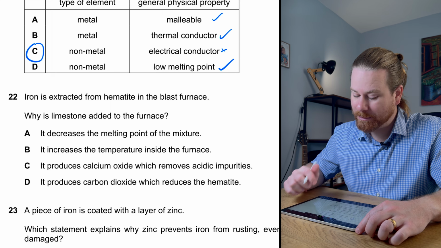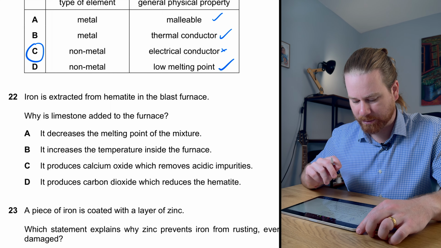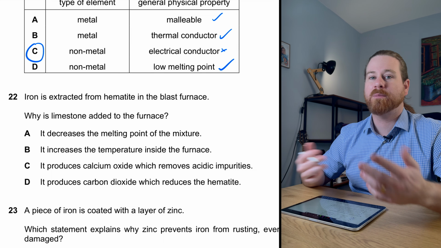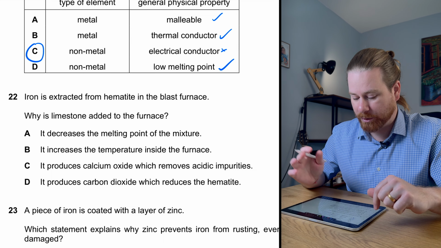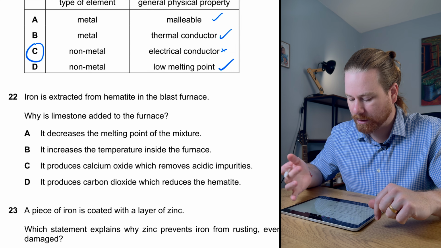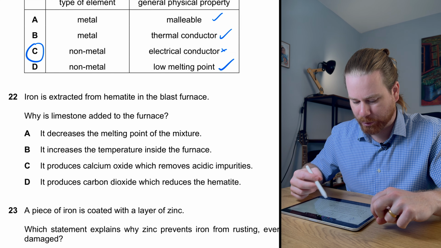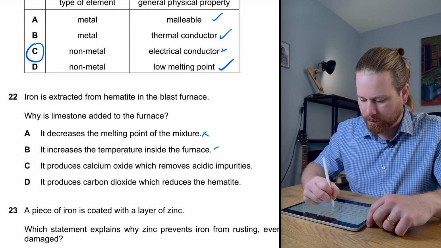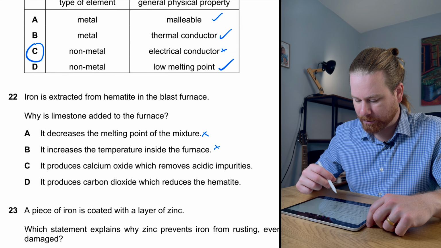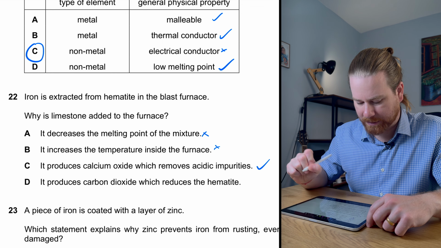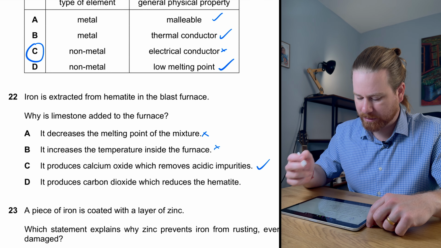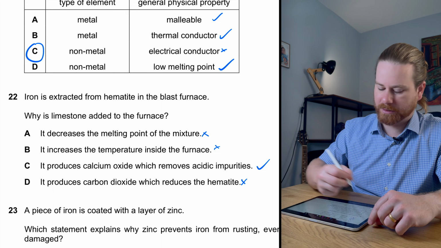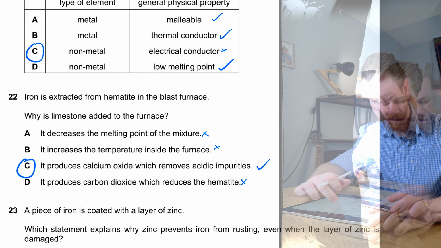Iron is extracted from hematite in the blast furnace. Why is limestone added to the furnace? Again, let's start to think about the answer before we look at our answer options. Limestone is used to remove the impurities. So let's see what matches that brief description. It decreases the melting point. Nope. It produces calcium oxide, which removes acidic impurities. That sounds about right. And it produces carbon dioxide to reduce the hematite. No, that's not true, that's what the carbon does. So there we go, it has to be C.